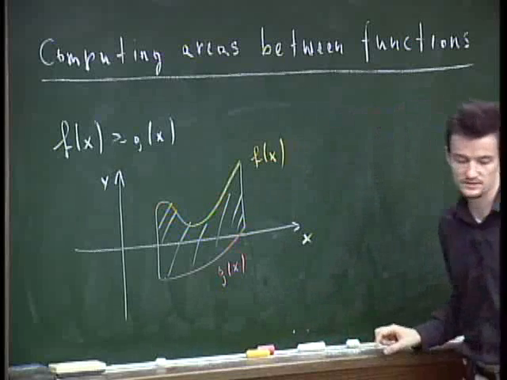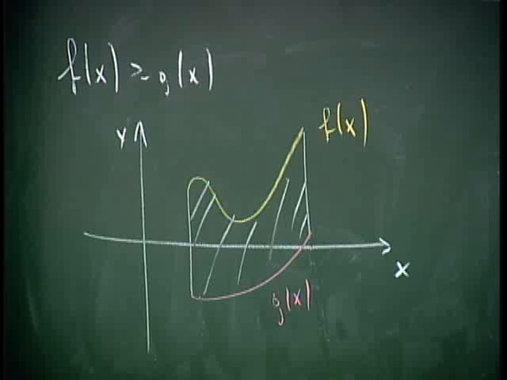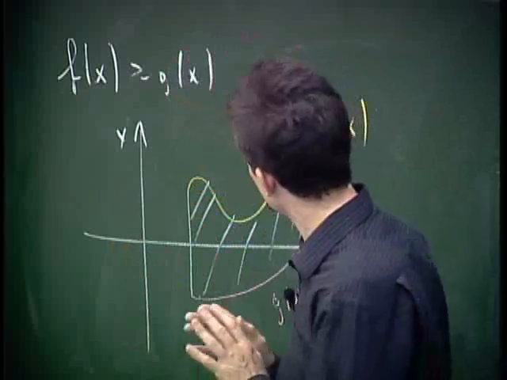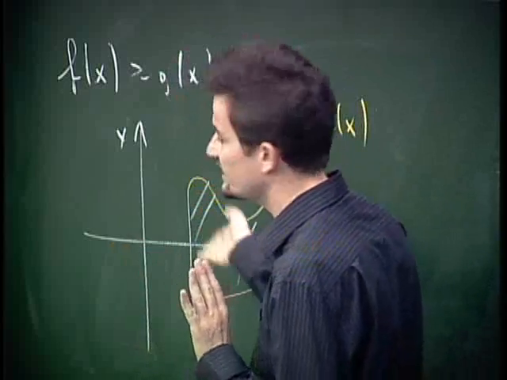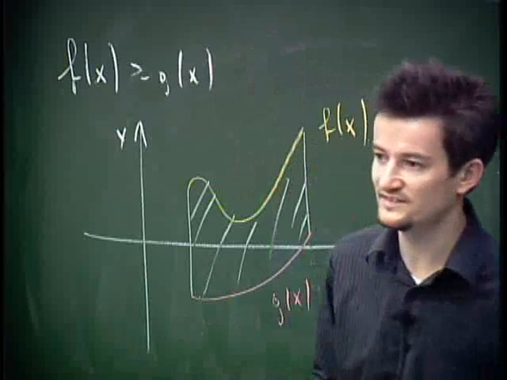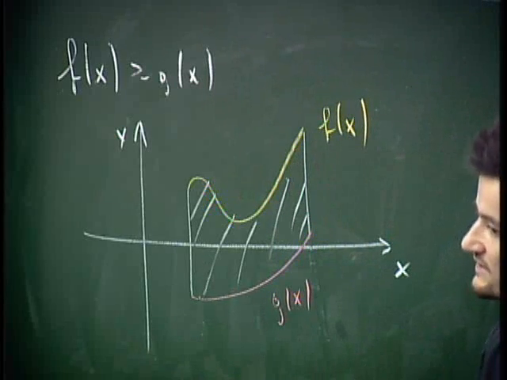So the question is, the natural thing to do is to extend our definition of the area to such a situation. You see here that there is an area, but this area is not defined, so we have to define it. So what we have to do is to define it, not to compute it.